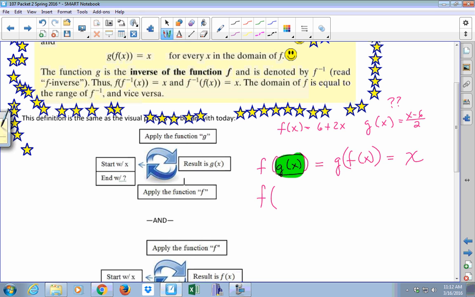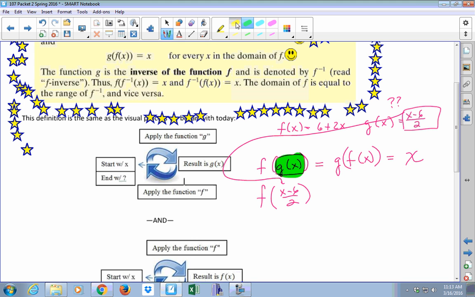With g of x. What's g of x equal? It's sitting right here looking at you. G of x is the same thing as x take away 6 over 2. Okay. So I replace g of x with what it equals. And now my input into the f function is right here.